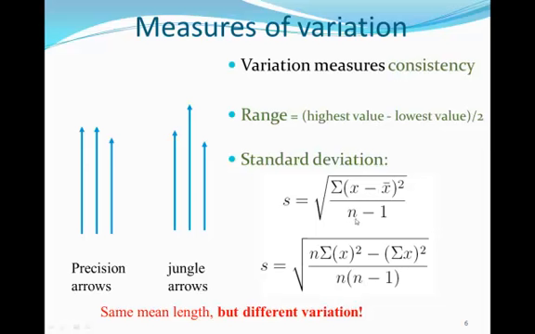Let's take a look at an example of variation, right? We have two types of errors. First one is precision errors, which look like this, and jungle errors. Basically, jungle errors have more variation than precision errors, because the error changes more dramatically. They have the same mean length but different variations. And jungle errors have bigger variation because the error changes more dramatically.